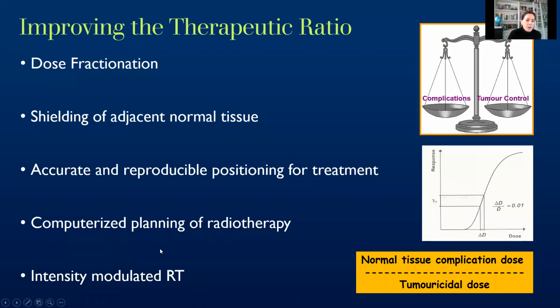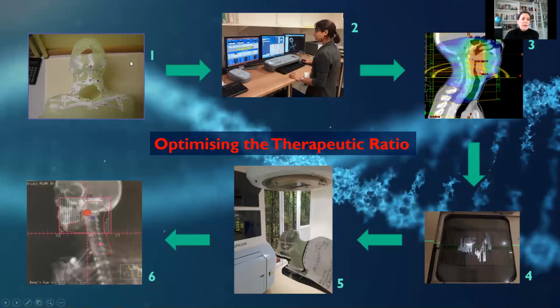And then the next stage would be intensity modulated radiotherapy, where we are trying to push the dose, with more sophisticated computerized planning. So this is just a diagrammatic way of showing how we optimize the therapeutic ratio with the points that I mentioned on the previous slide.